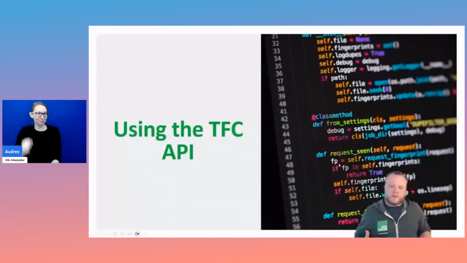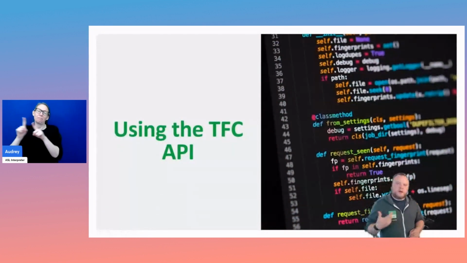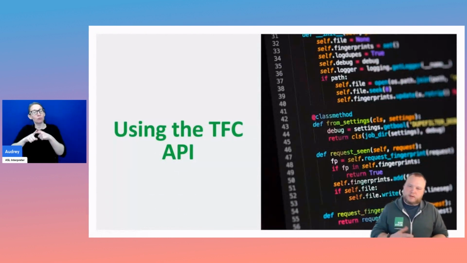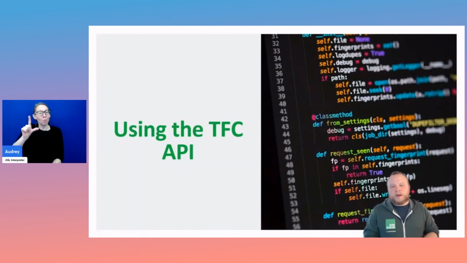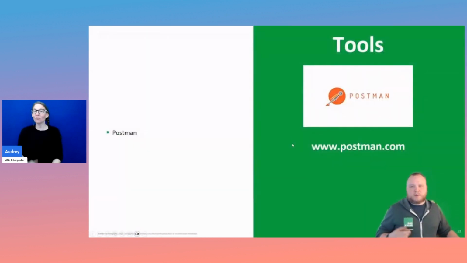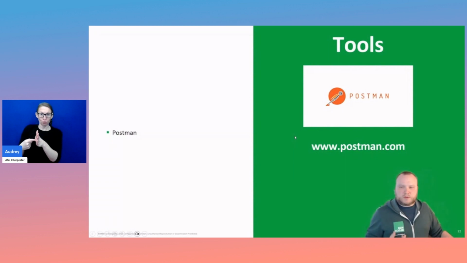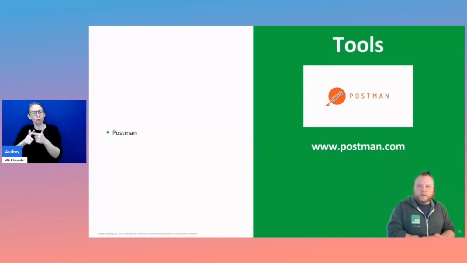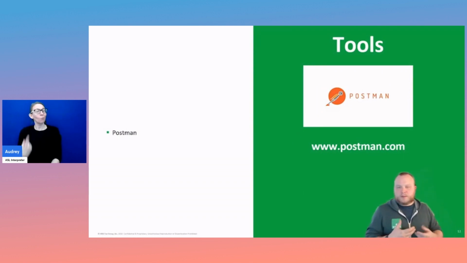I have a handful of examples of API endpoints that we use to manage access to the library workspaces and to automate the cleanup process. The first thing I want to show you is what different tools are available to be able to work with an API. One example is Postman.